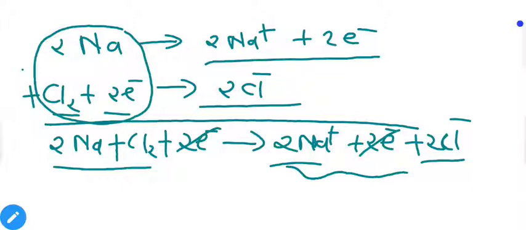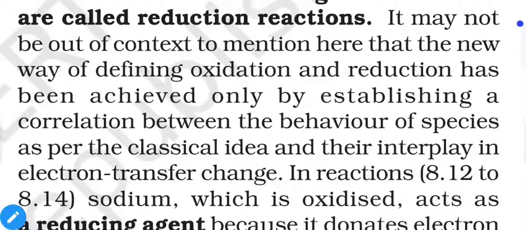That means these two will combine to give us 2NaCl, that means sodium chloride molecules. Now it may not be out of context to mention here that the new way of defining oxidation and reduction has been achieved only by establishing the correlation between the behavior of species as per the classical idea and their interplay in electron transfer change. As we already know, some elements will accept electrons, and some elements will lose electrons. So this new definition is based on that context.